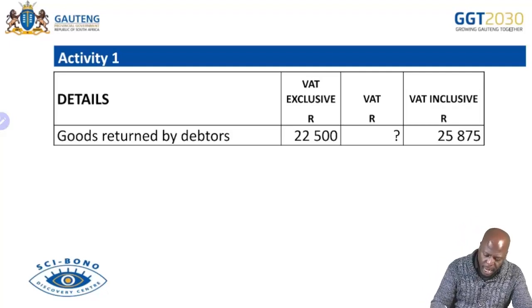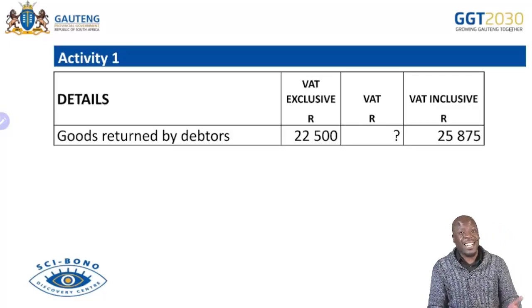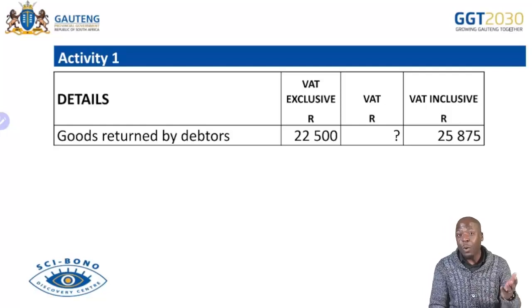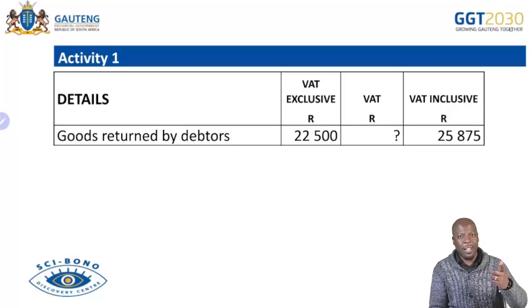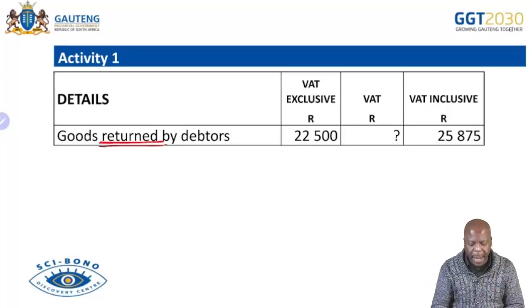Now, maybe the first thing we need to ascertain is, what direction are the goods going? Goods returned by debtors. I'm going to give you a second to tell me which direction the goods are going. I want you to say, Mr. Simbi, I think these goods are going in or out. Quickly.